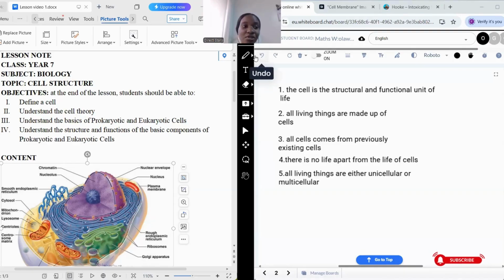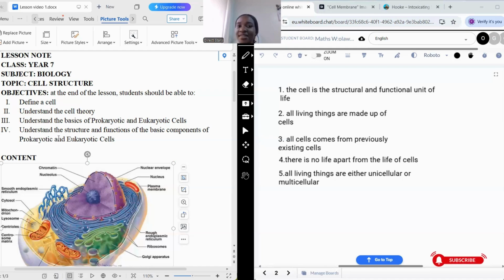Talking about the cell structure, our objectives for today's lesson are, firstly, at the end of the lesson today, you should be able to define the cell. You should be able to understand the cell theory. You should be able to understand the basics of prokaryotic and eukaryotic cells. And also, you should be able to understand the structure and functions of the basic components of prokaryotic and eukaryotic cells. Okay, so let's go further.